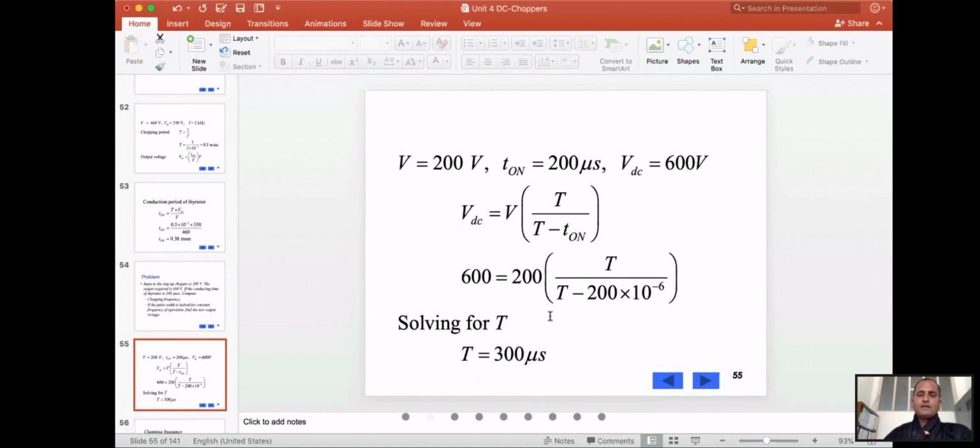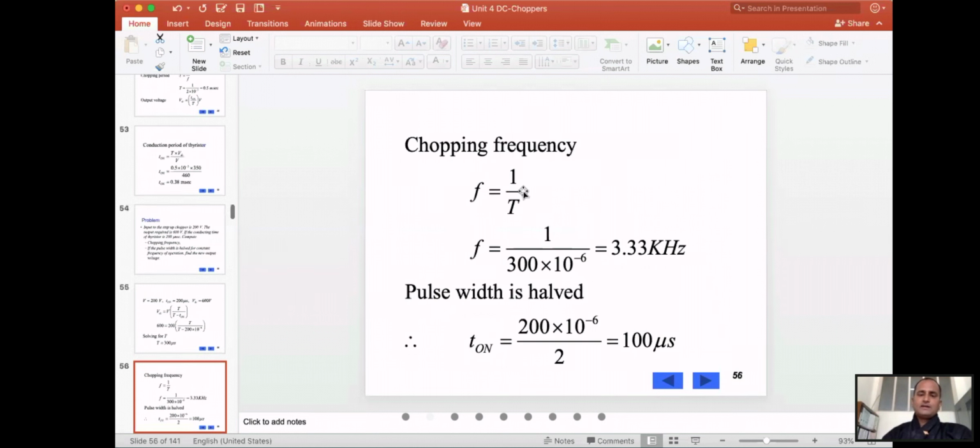We know that V is 200 volt and the VDC output is 600 volt, so this is a step-up chopper. T on is 200 microsecond. VDC equals VT divided by T minus T on. Since we know T on, we can find the total time period T, and then the chopping frequency, F equals 1 by T. From this equation T equals 300 microseconds, so the chopping frequency is 1 by T, which is 3.33 kilohertz.